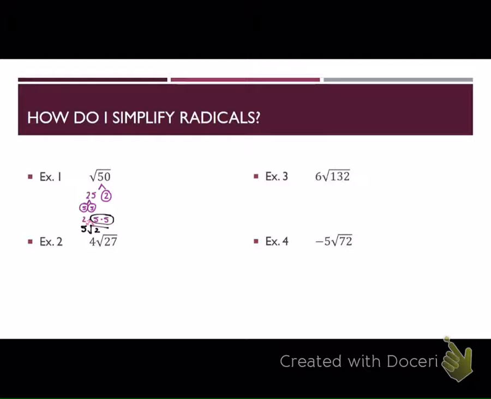Okay, this has a 4 on the outside. What does that mean we're going to do with the 4 at the end there? What does that 4 mean we'll do?